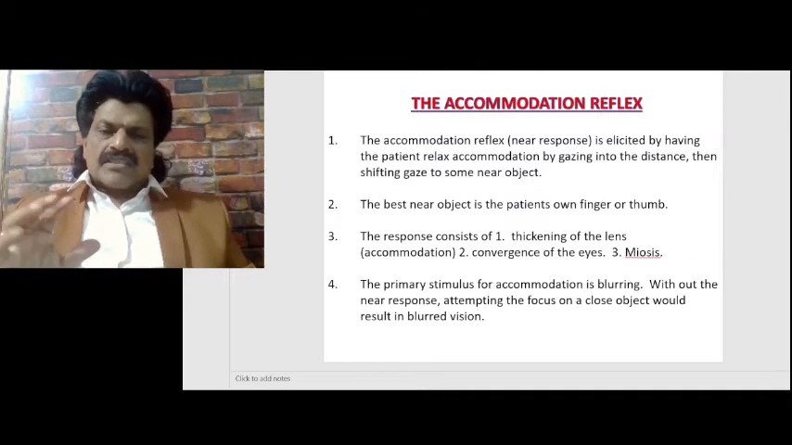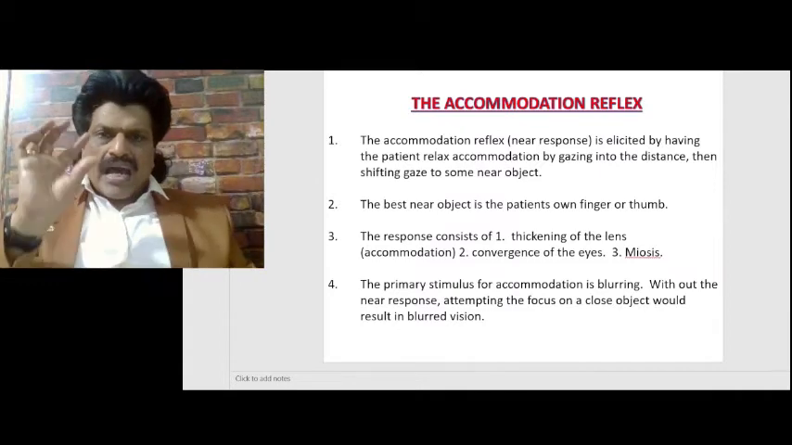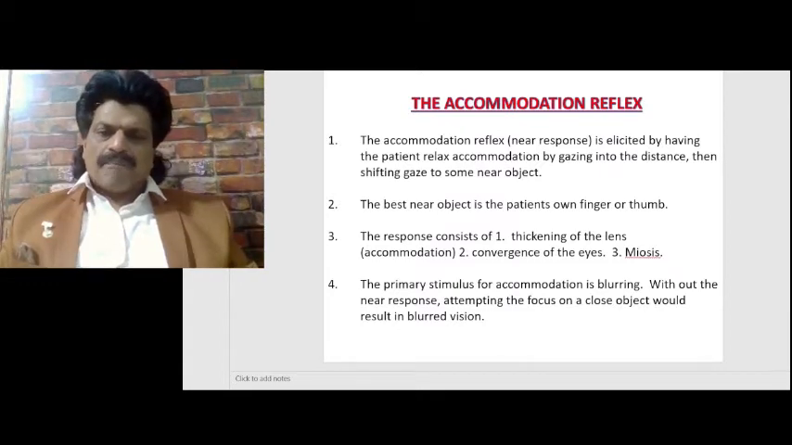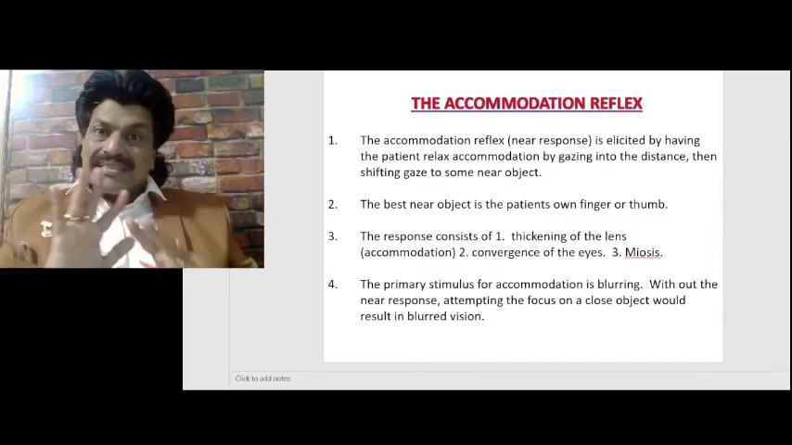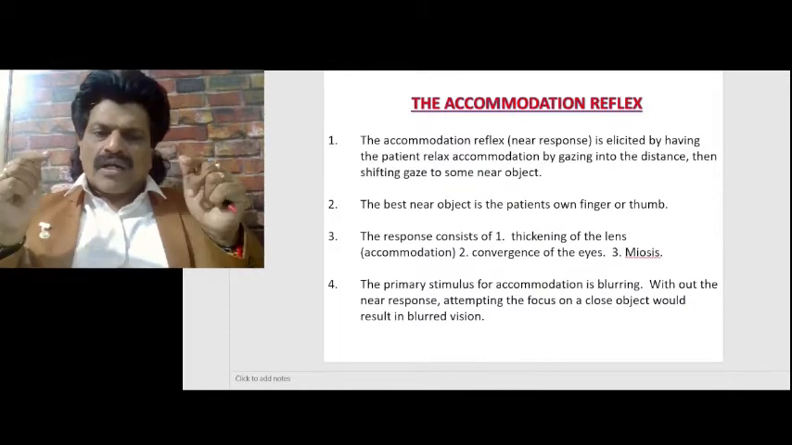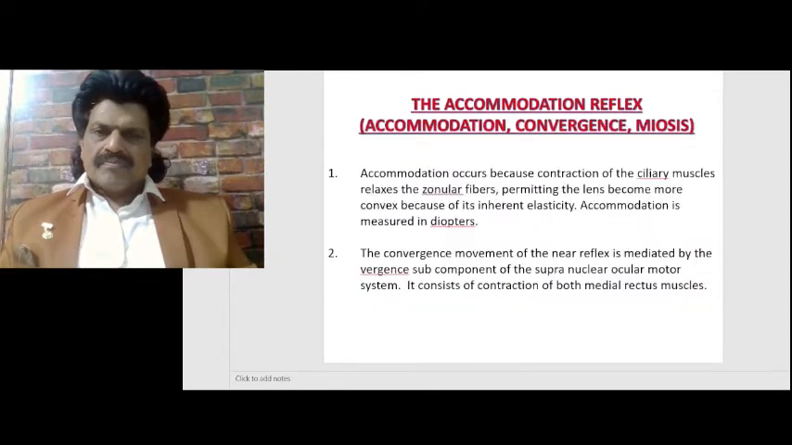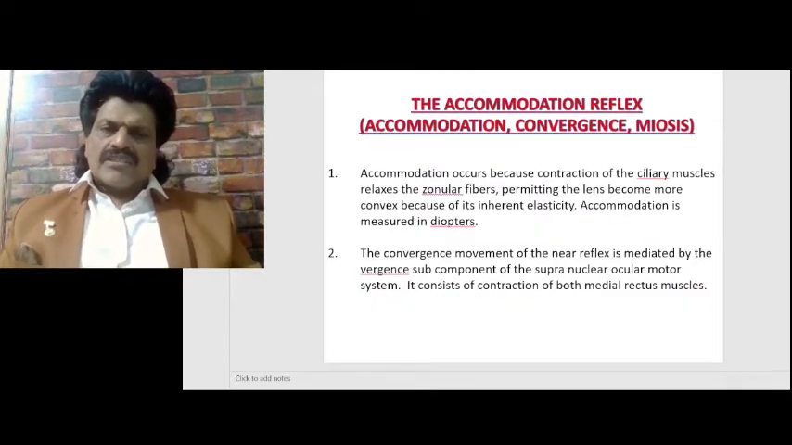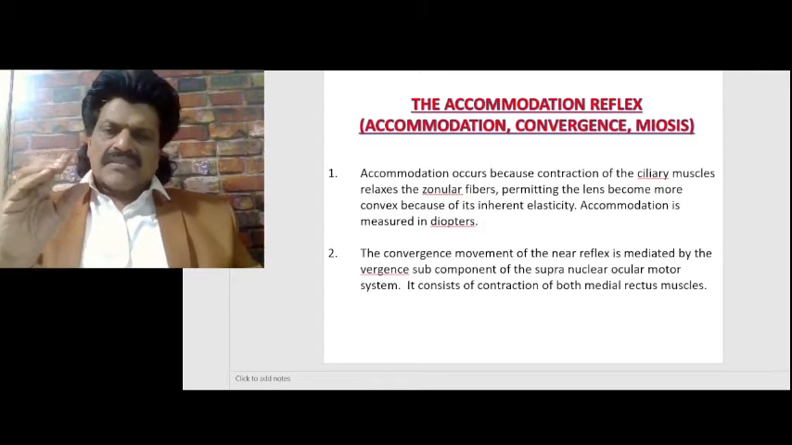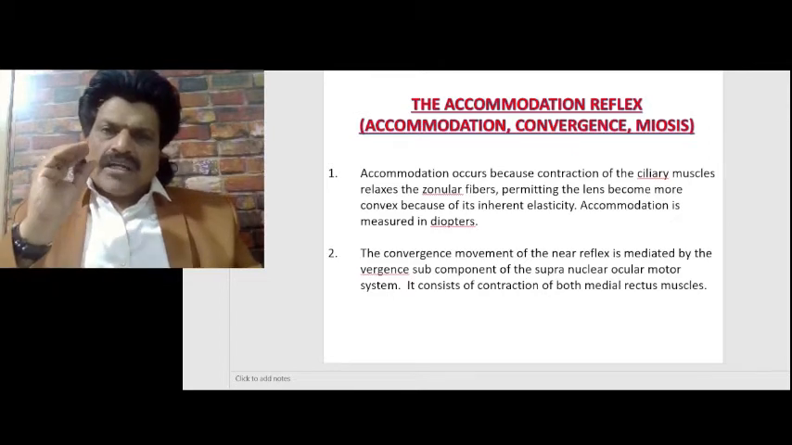The response consists of thickening of the lens, that is accommodation, convergence of the eyes, and miosis, that is the constriction of the pupils. The primary stimulus for accommodation is blurring. Without the near response, attempting to focus on a close object would result in blurred vision. Accommodation occurs because contraction of the ciliary muscles relaxes the zonular fibers, permitting the lens to become more convex because of its inherent elasticity. Accommodation is measured in diopters.